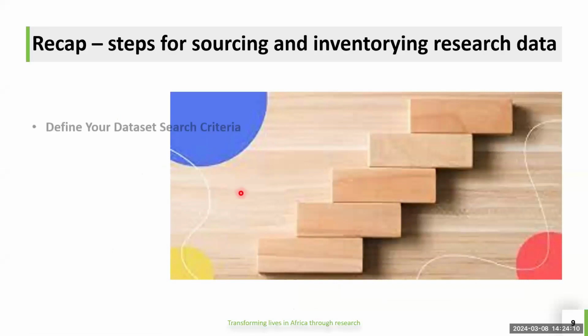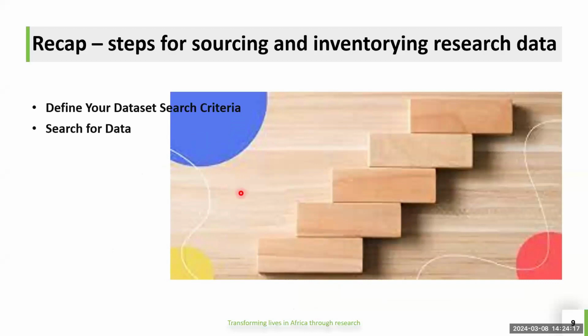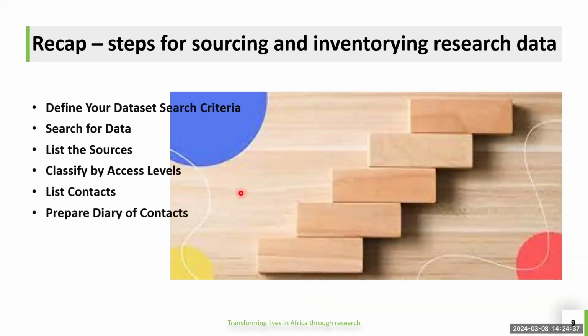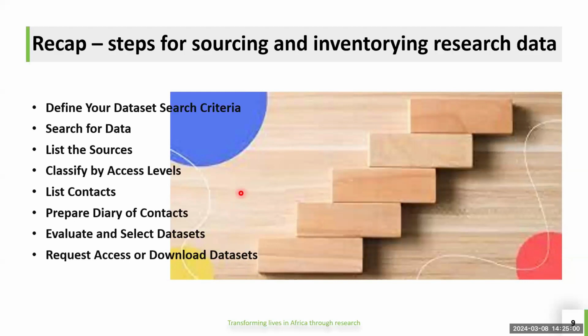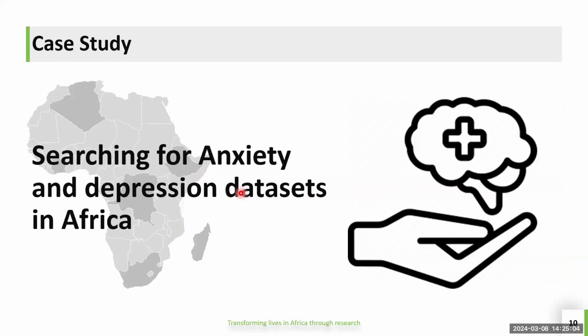So just as a recap, you define your search criteria. Once you have a defined search criteria, you then search for the data. You list the different sources. You classify their access levels. You keep track of the contacts related to each of the data sets as needed, and then you prepare a diary of contacts. I've just provided it as a list here, but it's really iterative. You're going sort of in a circle, repeating some of the steps as you need to. And then, of course, evaluating the data sets, and then downloading or requesting access. Okay.